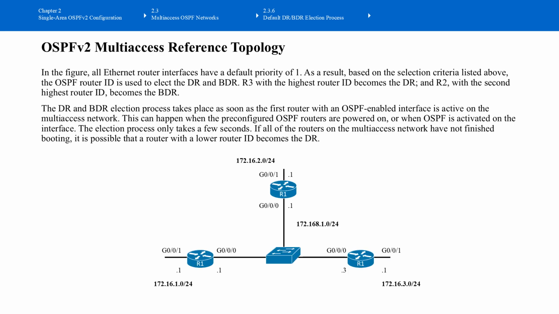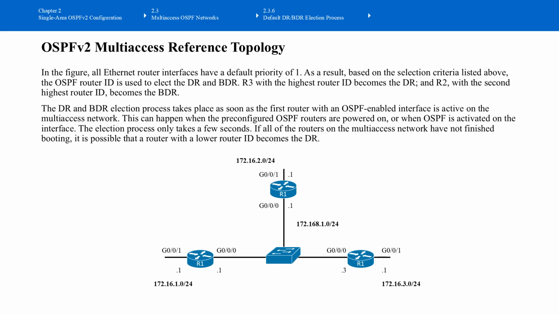In this example, all routers have the default priority of 1, so OSPF used the router ID. For R3, 3.3.3.3 is the highest number, therefore it is the DR. R2 with ID 2.2.2.2, the second highest number among the three, so this is the BDR. And R1 has 1.1.1.1, that's the DR other.